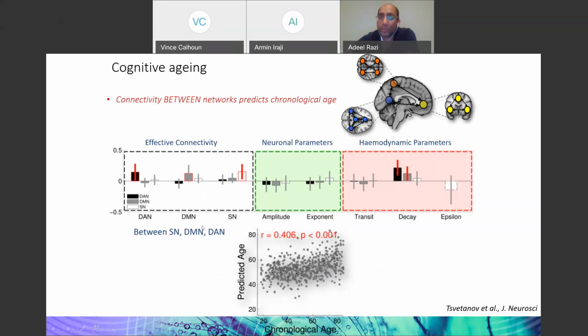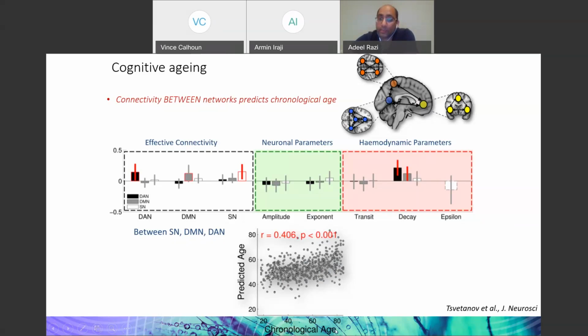Here we are showing between-network connectivity only. There are some other results for within-network connectivity as well, but in the interest of time, I'm only showing you the between-network connectivity results. As you can see, we have effective connectivity parameters here, and neuronal parameters. This is resting state, so we had random fluctuations, or what we call neural fluctuations, which are also modeled here. They are modeled as a power law distribution having two parameters, amplitude and exponent. Then we have the hemodynamics, parameterized by a few different quantities like transit time, decay and epsilon. So here you can compare these between people who are young, middle-aged and old, and look at the effective connectivity.